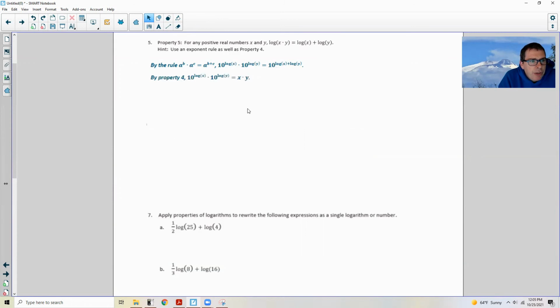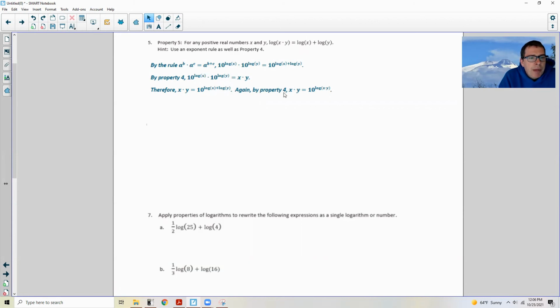So then we continue. Property 4 says that if we have 10 to the power of the log of x times 10 to the power of the log of y, we're going to simply get x times y, because the base 10 log of something is just going to be what we're taking the log of in the power. That's going to be our simplified value. And therefore, x times y equals 10 to the power of log of x plus the log of y.